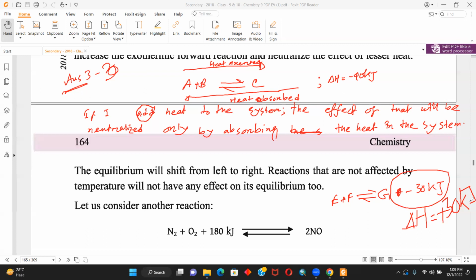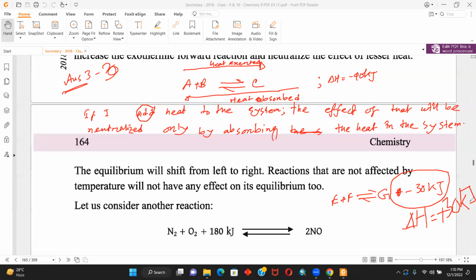Endothermic, right? In case of endothermic reactions, delta H is positive. That is why I'm always saying to convert it to delta H. Otherwise, you will make a mistake. So the forward reaction is, tell me, endothermic or exothermic? Endo. That means the backward reaction will automatically be an exothermic reaction, right?